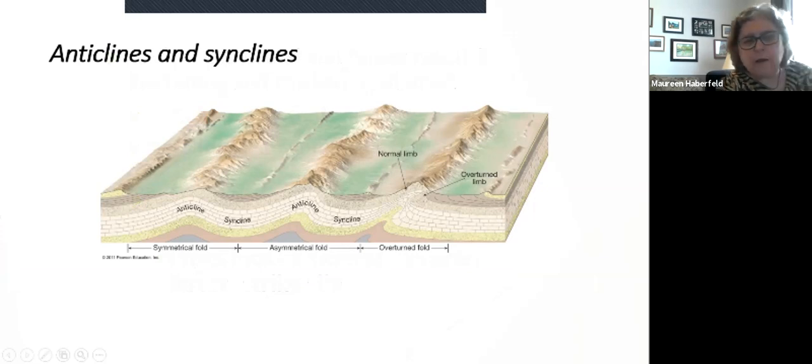And again, we see a lot of these in the Appalachian Mountains, because that was a continental convergent plate boundary when Pangea was together. So here's your upfold, or your anticline, and then your downfold, or syncline. That's the arch, and that's the trough.